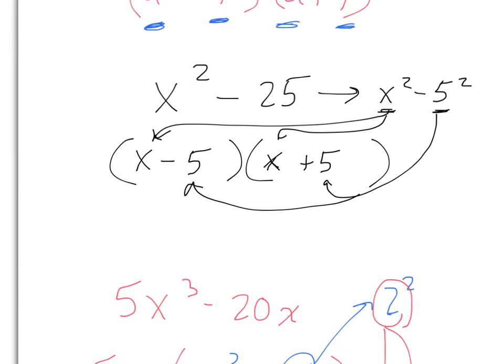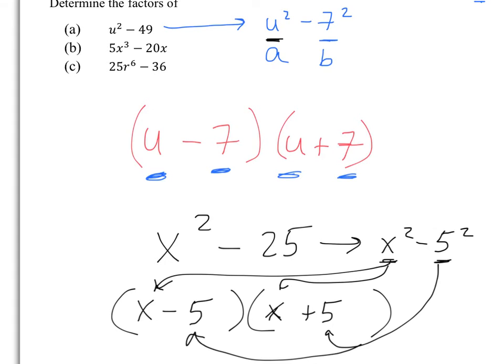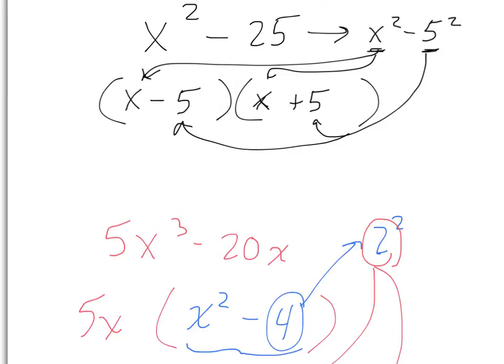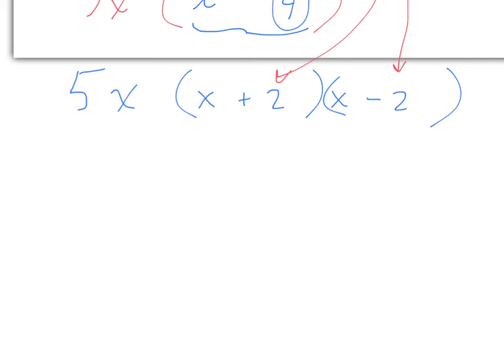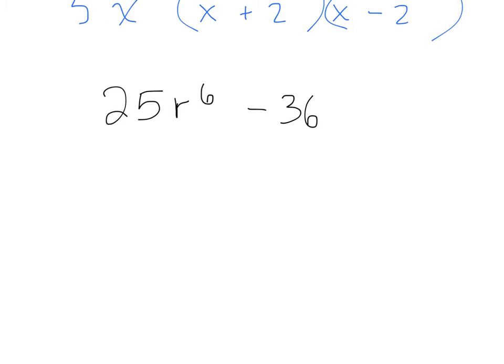Part C says 25r to the 6th minus 36. Kelly, step us through this. Well, first you would break down the terms into their perfect squares. All right, so what's the first one look like? 5 on the other. Okay, and what about the second one?